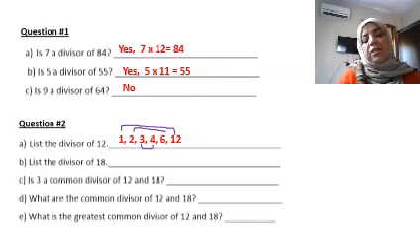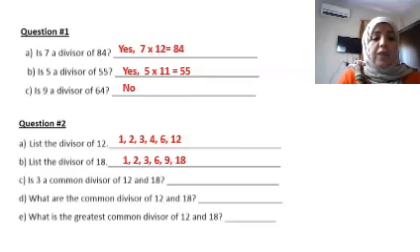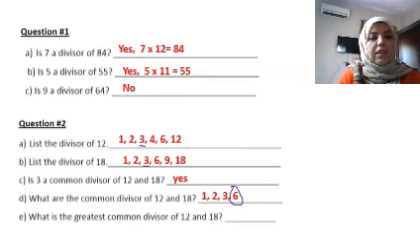So those are the factors of 12. Then what are the factors of 18? The same concept, 1 times 18, 2 times 9, and 3 times 6. Now is 3 a common divisor of 12 and 18? Of course it is, because it's found in both factors. It's common. So what are the common divisors of 12 and 18? It's 1, 2, 3, and 6. And what's the greatest one among them? It's 6. So the greatest common divisor is 6.